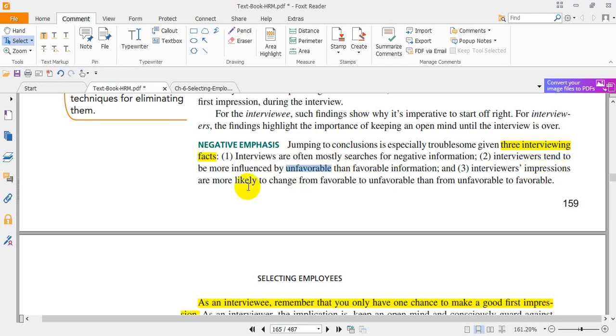Interviewers' impressions are more likely to change from favorable to unfavorable than from unfavorable to favorable.